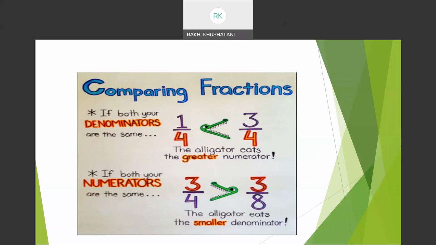If both your numerators are same but denominators are different, then what are you going to do? The alligator eats the smaller denominator. Now you're saying, what, ma'am? Every time you say that the alligator eats the bigger one. But children, when the denominator is smaller, the fraction is bigger. Let's see how and why.